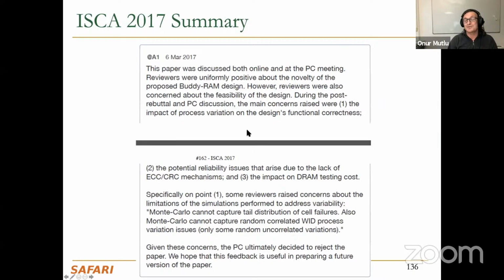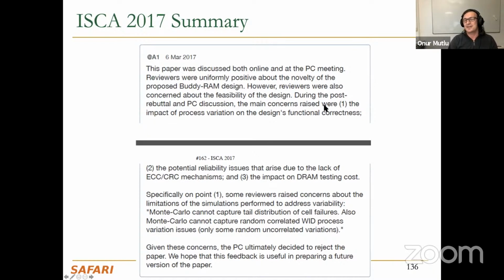But basically, the paper was rejected from the last conference. And I will let you read the PC, program committee, summary. This paper was discussed online at the PC meeting. The reviews were uniformly positive about the novelty. So novelty is good. However, the reviewers were also concerned about the feasibility, which will never be evaluated perfectly in a single paper, basically. They don't say this, of course.